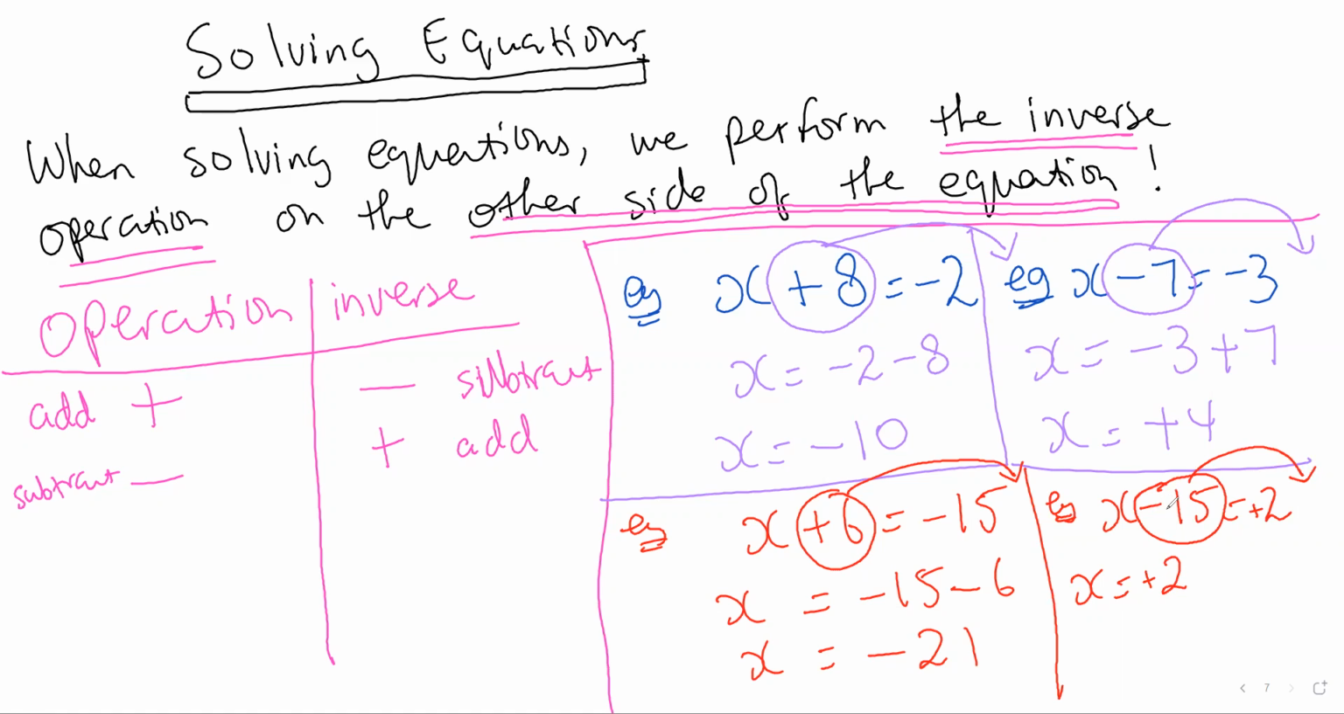Good. And the minus 15, the inverse of subtracting 15, is adding 15, right? So x is equal to 17, because 17 take away 15 is 2. 17 take away 15 is 2. You see that? In this case, minus 21 plus 6 is minus 15, right? So understand what we're doing here, students. We're doing the inverse operation on the other side. So whenever we add, we're going to subtract on the other side. If we subtract, we're going to add on the other side, right?